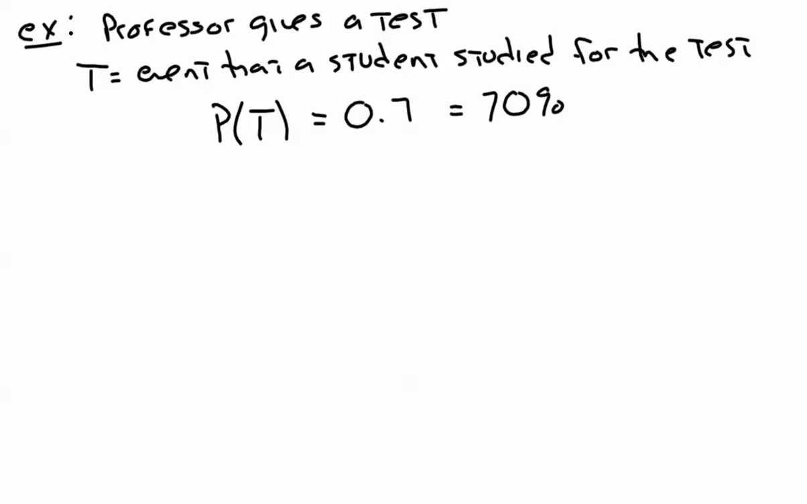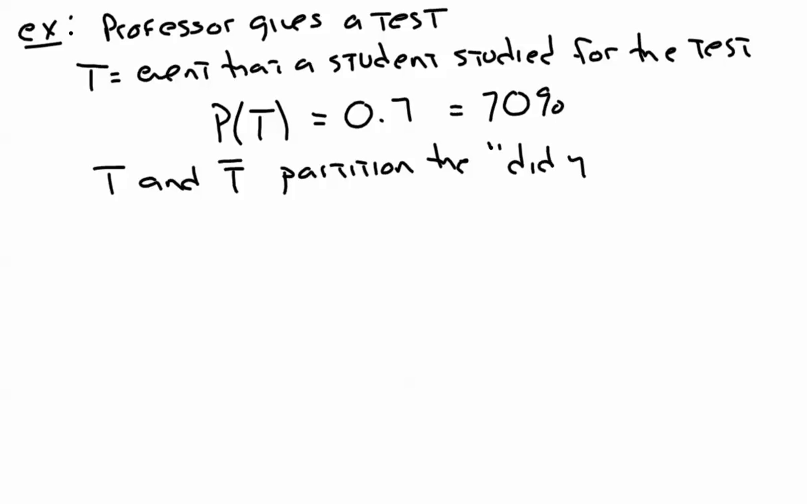All right? You'll notice that studying or not studying partition the did-you-study sample space. Event T and event not T partition the did-you-study sample space. All right.